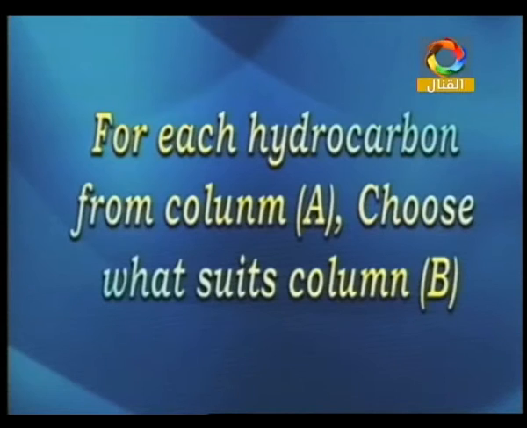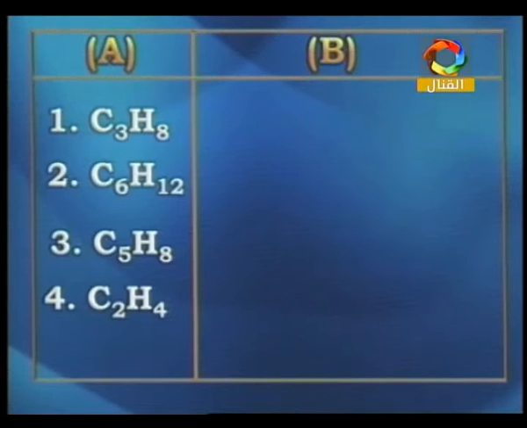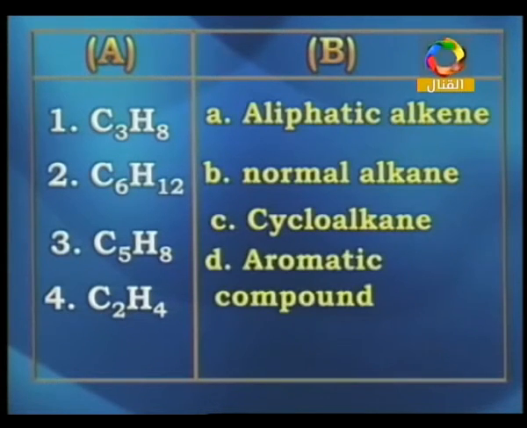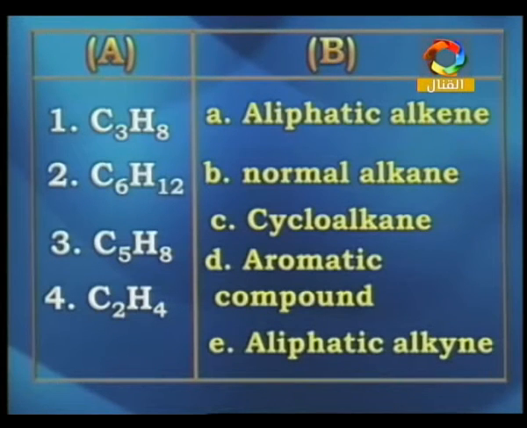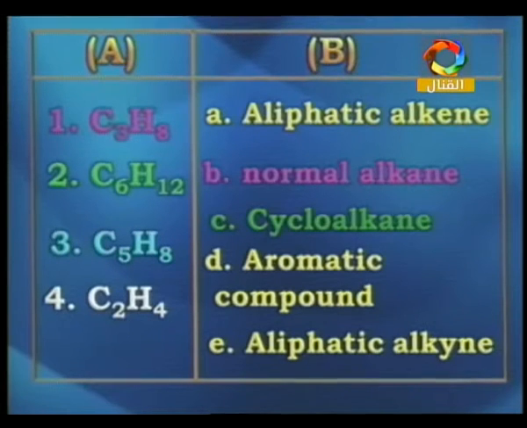Next type of question: for each hydrocarbon from column A, choose what suits column B. C3H8, C6H12, C5H8, C2H4. Aliphatic alkene, normal alkane, cycloalkane, aromatic compound, aliphatic alkyne. So C3H8 will be normal alkane. C6H12 will be cycloalkane. C5H8 will be aliphatic alkyne. C2H4 will be aliphatic alkene.